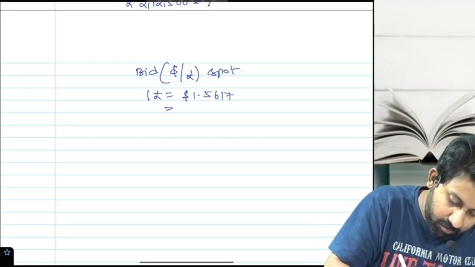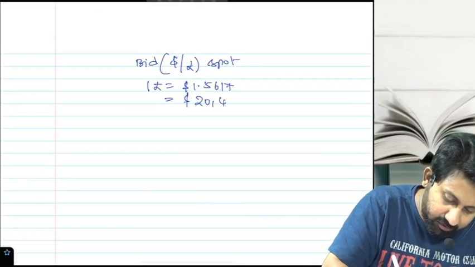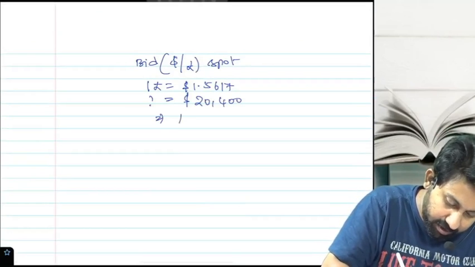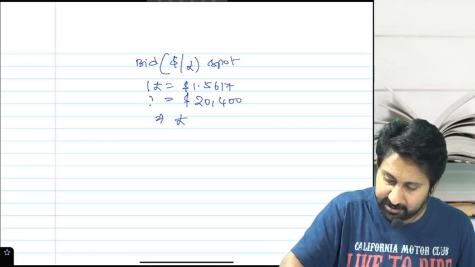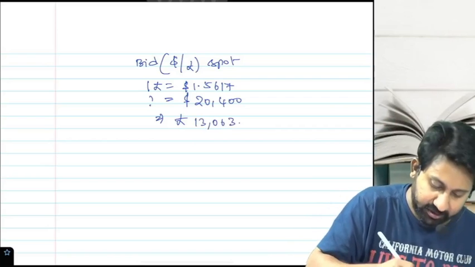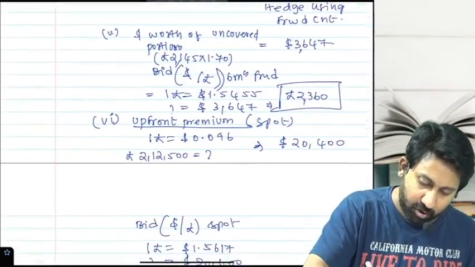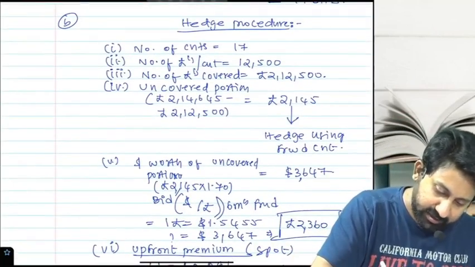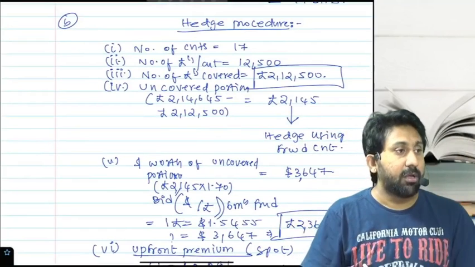How many dollars do we have in the contract? 20,400. Means how many pounds? 20,400 divided by 1.5617 is 13,063. This is the third cost. This is cost 2, and this is cost 1. So cost 1 is how much?